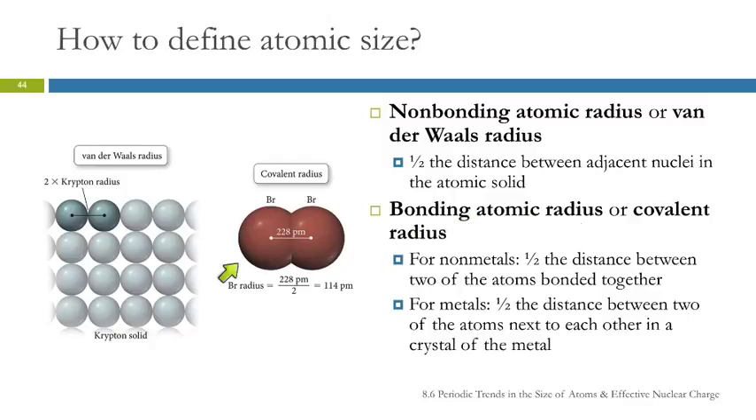Another way to do it is to look at a bonding atomic radius or a covalent radius. So here we're looking at a molecule, not a pure solid, but a molecule. And again, looking at the distance between the nuclei and dividing that in half. This bonding radius is going to be smaller than the non-bonding radius, because when atoms covalently bond together, that pulls them in closer, because they're sharing electrons. The electron clouds overlap, and so that's smaller than the non-bonding radius.